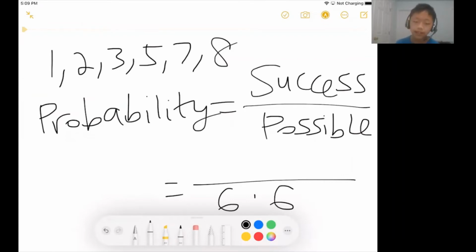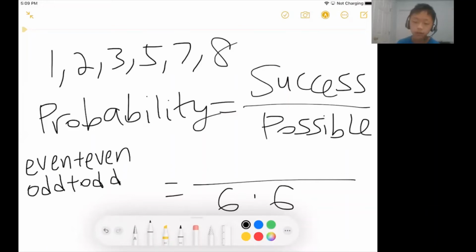So let's think about how we can have 2 numbers that sum to an even number. Well, if you have 2 even numbers, then you would get another even number. So even plus even gives an even number. If you do an odd plus an odd, you would also get an even number. But notice that you cannot have even plus odd. Even plus odd would give you an odd number. So in order to have an even sum, you need to have either even plus even or odd plus odd.